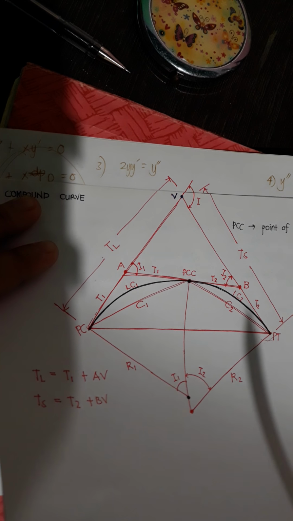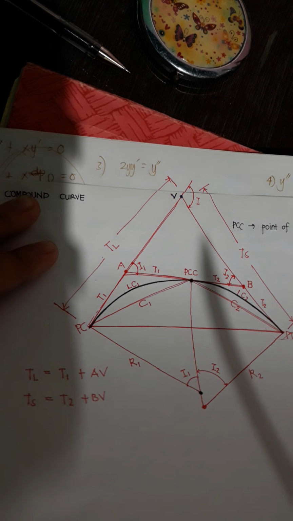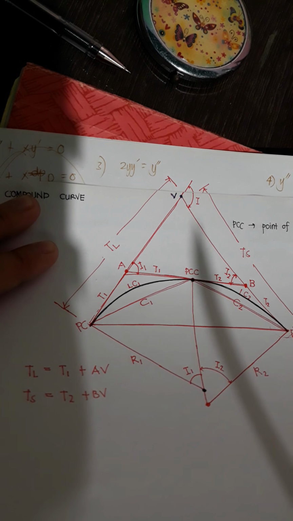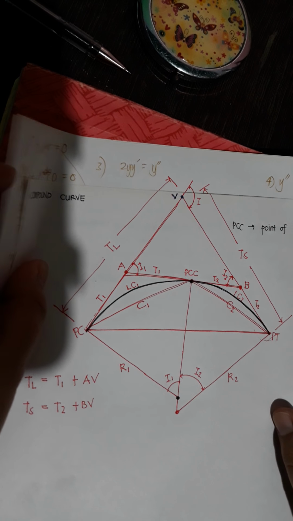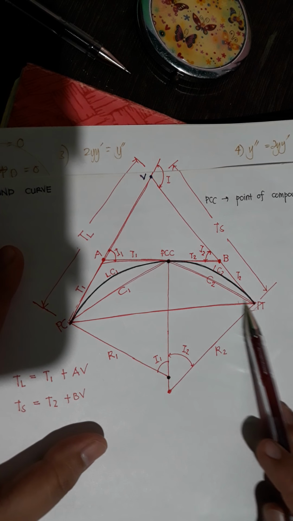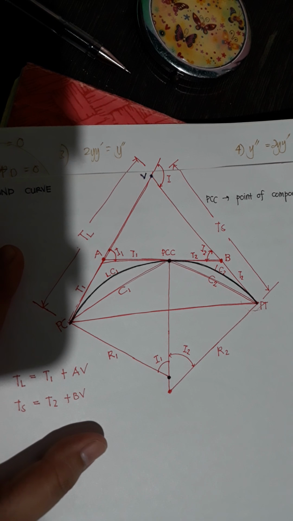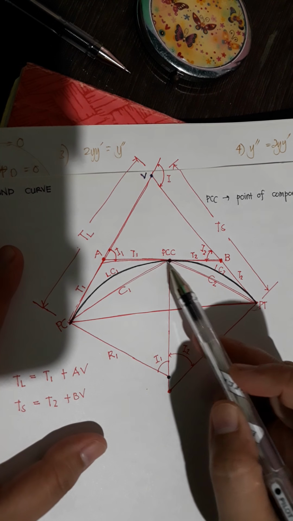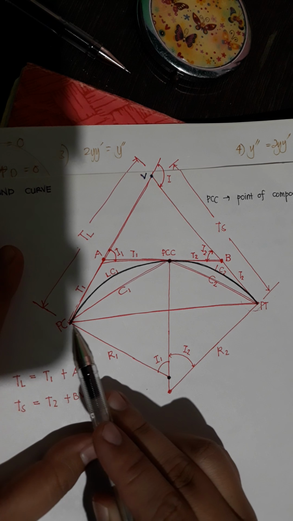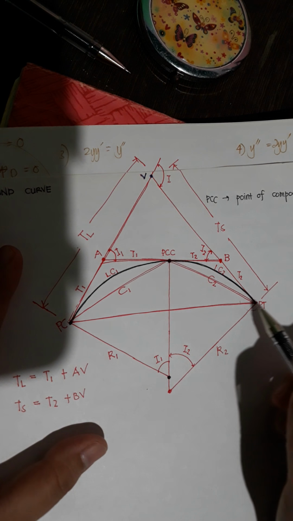Okay, so those are the elements of the compound curve. Now, we have here an important formula that will be derived from this illustration. As you can see here, we have a triangle right here. We also have what you call the long chord of the whole compound curve.